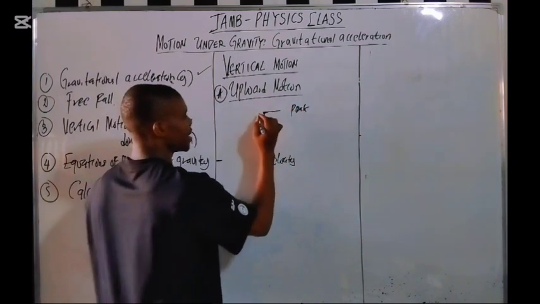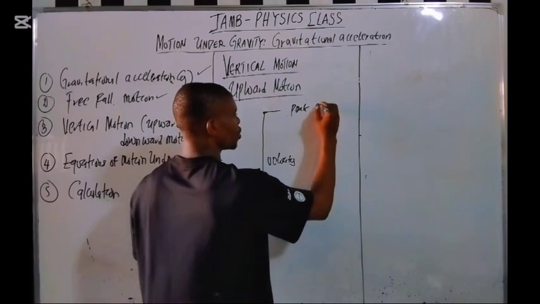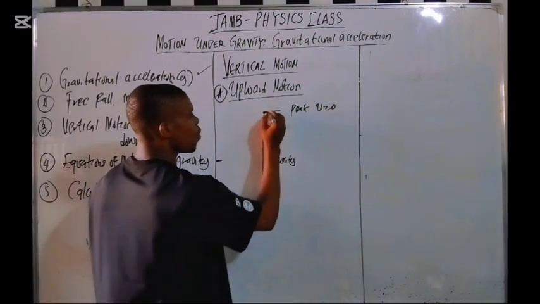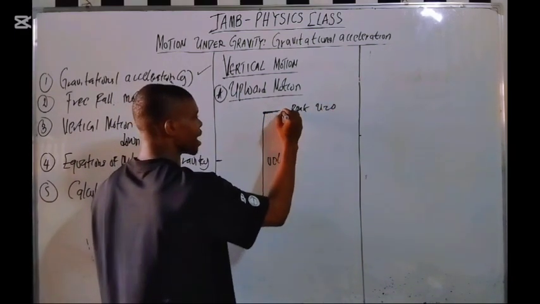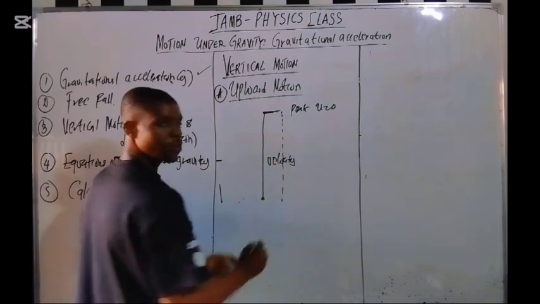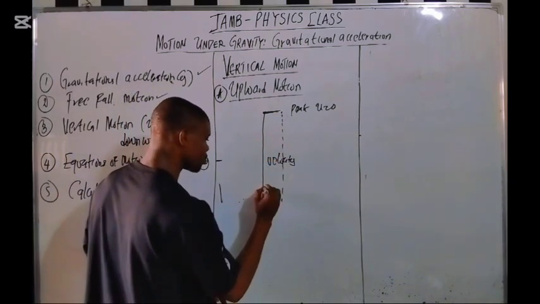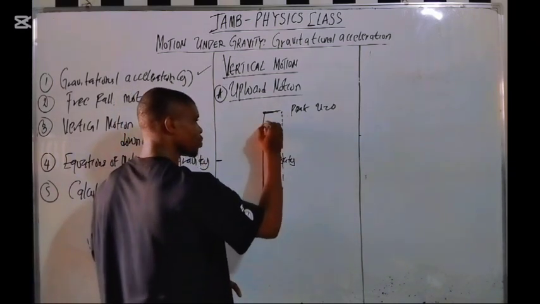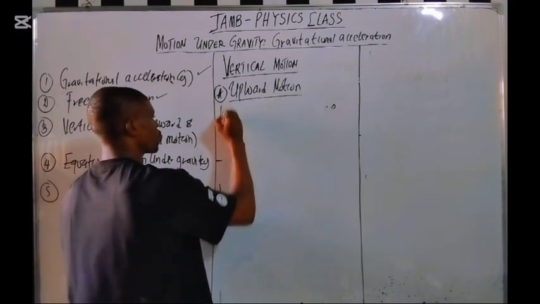Now once you get to the peak, the velocity turns to what? To zero. Now once you get to zero here, what happens? It now starts falling down. So upward motion means that it's moving up, acting against what? Gravity.